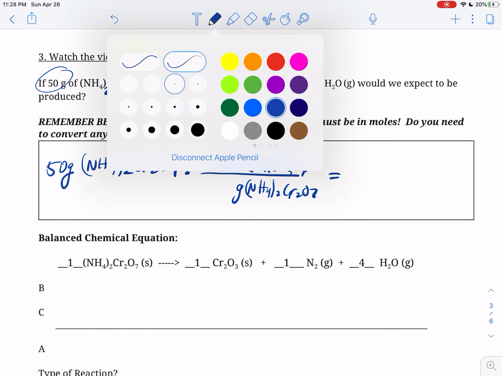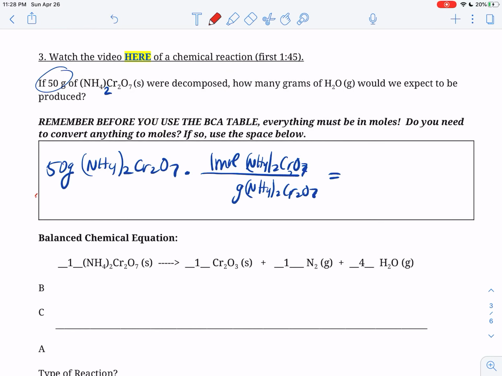So when you're finding the molar mass, remember there's going to be 2 nitrogens, 8 hydrogens, 2 chromiums, and 7 oxygens. You're going to add all that together, and the molar mass, assuming that this is correct, should be 252.07 grams per mole. So 50 divided by 252.07 is going to give me 0.020 moles of this.